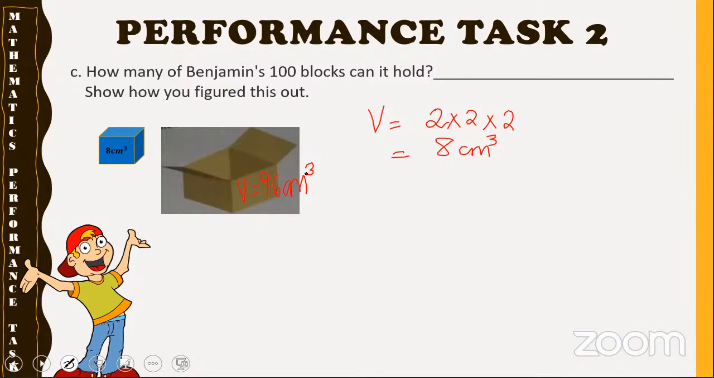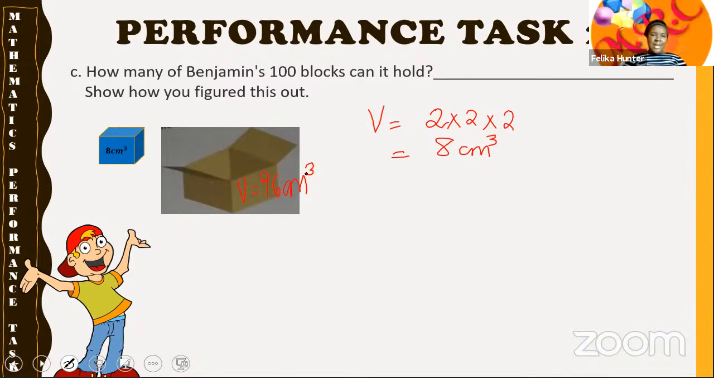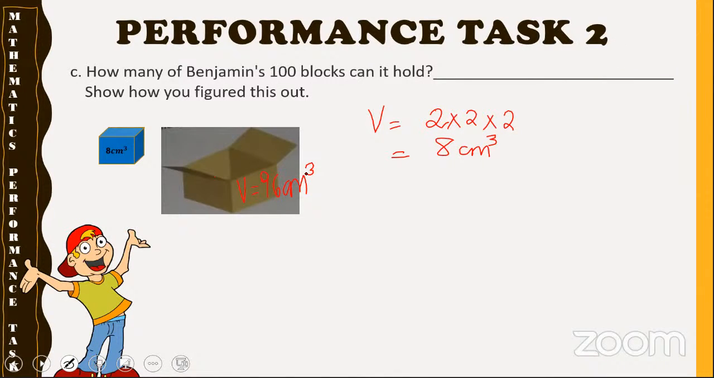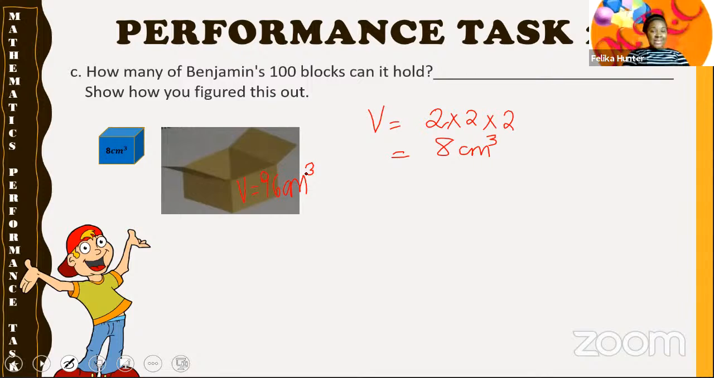12. How did you get 12, Sahari? I divided 8 by 96. Okay, so it's the other way around. You divided 96 by 8. All right, well done. Yes, Kaviz? I did the same thing. All right, well done, Shaquan. Yes, Kaviz?